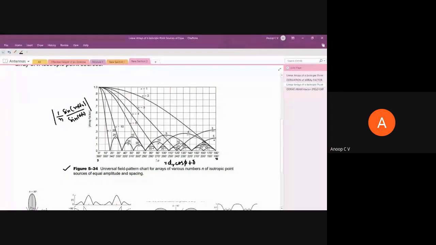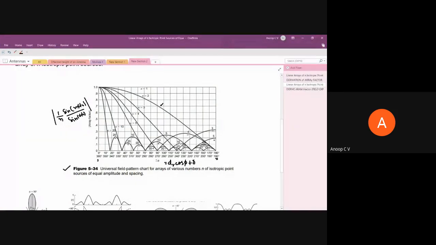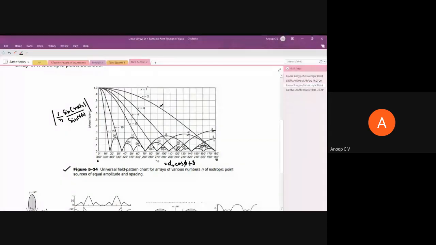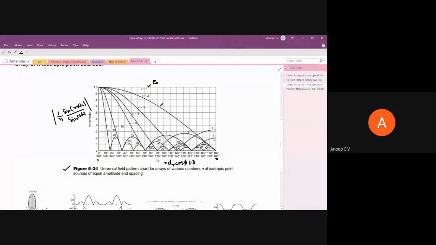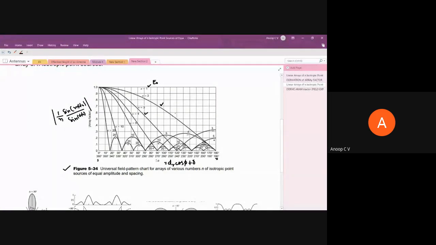So if you know psi as a function of phi, then from this you can find out the array factor. For n equal to 1, if it is only one source, this is the pattern. That is constant, equal to E naught alone. For n equal to 2, this is the pattern. Then n equal to 3, 4, 5, 6. You can see as the number of elements increases, the side lobes are increasing.